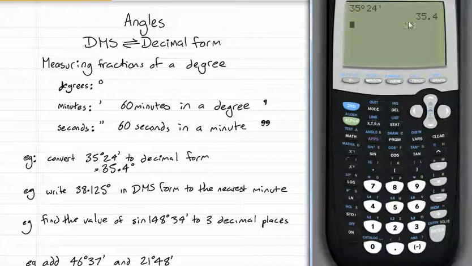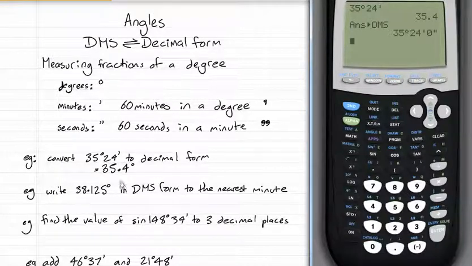If we want to change a decimal back to degrees, minutes, seconds, again, second function, angle, and DMS. We can move down to highlight 4 and hit enter, but it's quicker just to hit the number that we want. Change our answer to degrees, minutes, seconds, hit enter, and there we are, 35 degrees, 24 minutes.